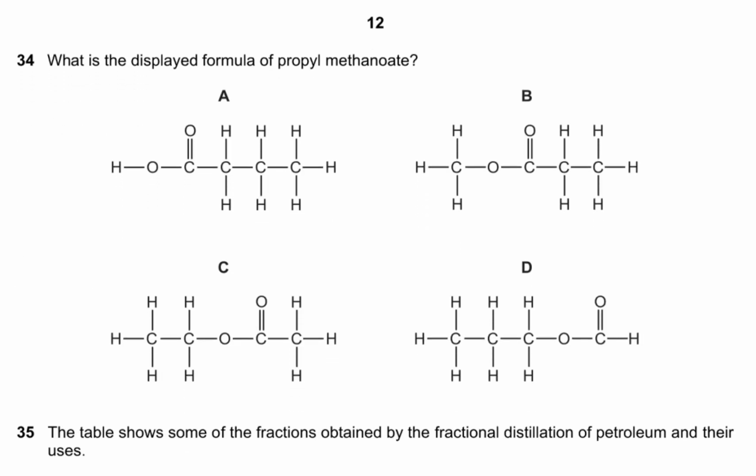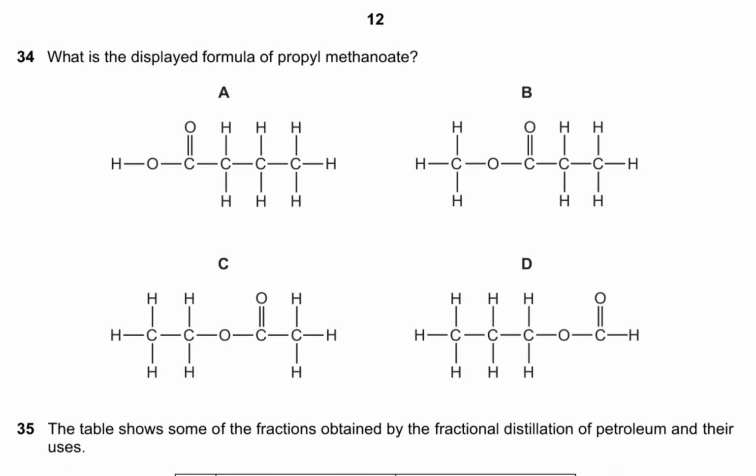Moving on to the next question. What is the displayed formula for propyl methanoate? And for propyl, we have to find out where propyl is. So propyl means we have 3 carbons and they are attaching with the methanoate. So it is D option is the correct one.